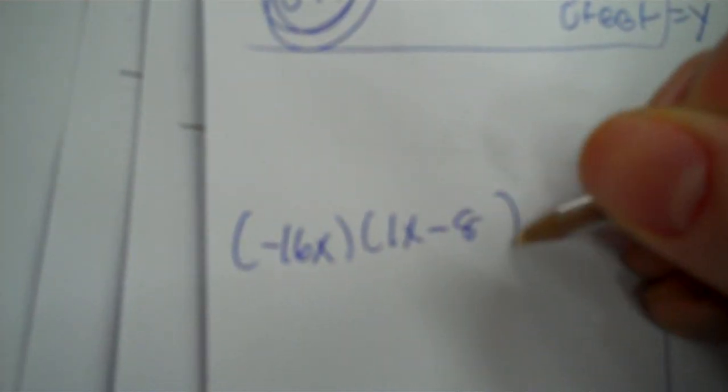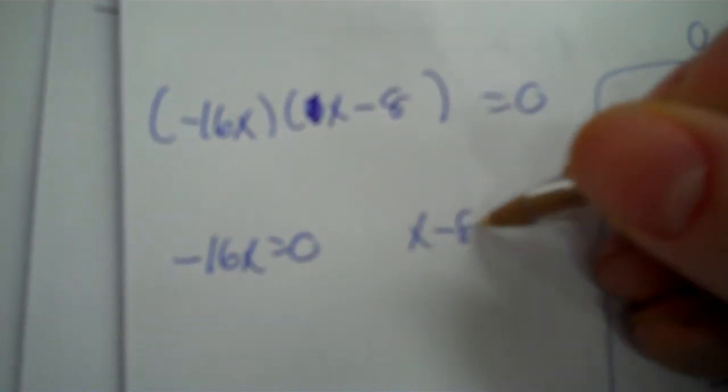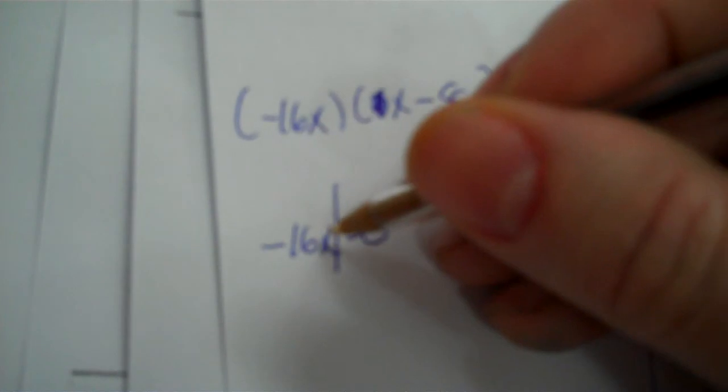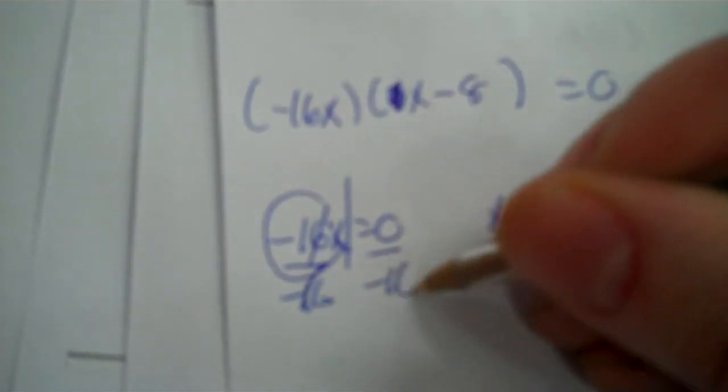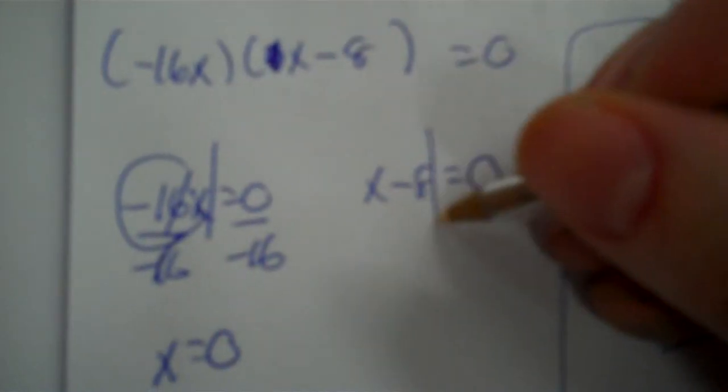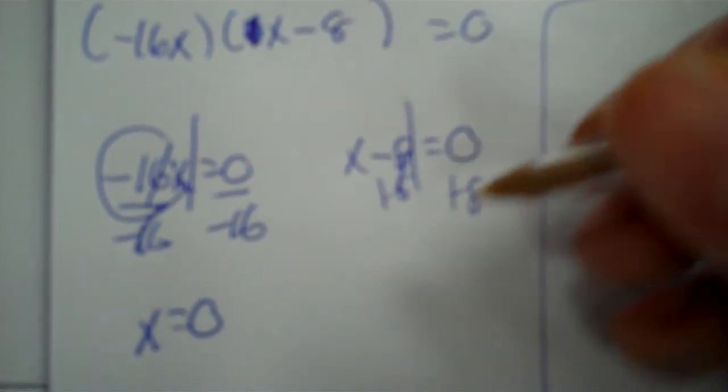So put your equals 0 out here. Take the ridiculous 1 off. So negative 16x equals 0, x minus 8 equals 0. So divide by negative 16, and you get 0. Add the 8, and you get 8. 8's the real answer. Okay, 8 seconds.